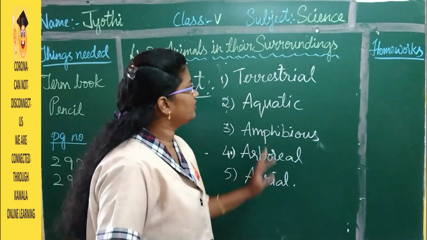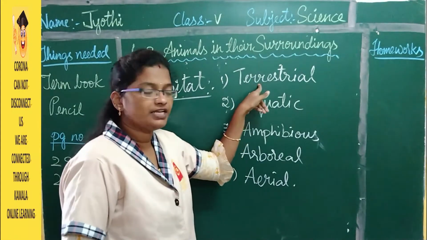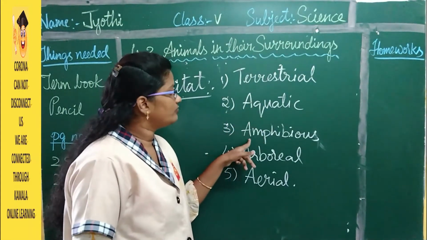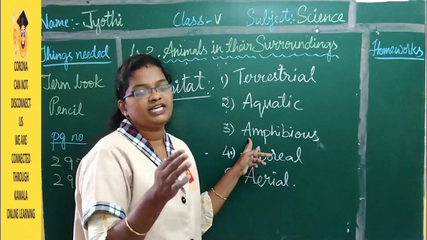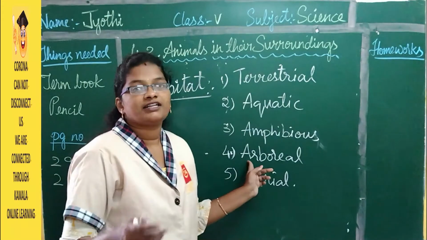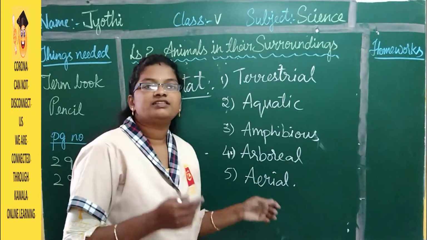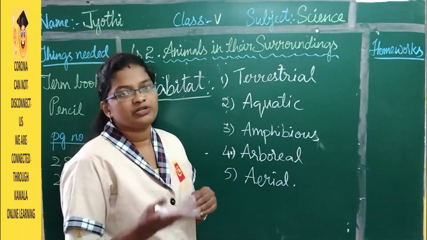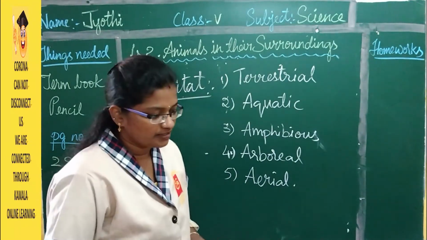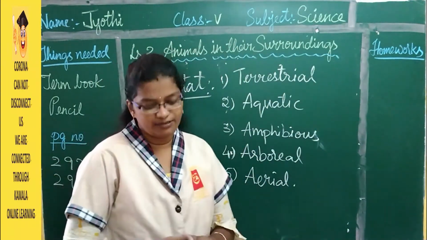So here are the 5 types of animals. Terrestrial, which live on land. Aquatic, which live in water. Amphibious, which live both in water and on land. Arboreal are the animals which live on trees. Aerial, the birds which are able to fly. Most of the time they spend in the sky. Right? So these are the 5 categories of animals.